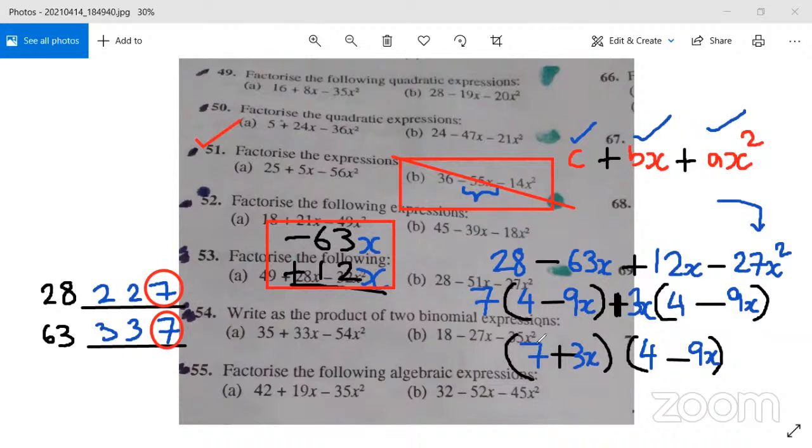Does that help us? 7 times the 4. So let's have a look at this. 7 times the 4, 28. Perfect. 7 times the minus 9, minus 63x. That's also perfect. Now let's go to 3x times positive 4, positive 12x. And then, of course, 3x times minus 9x, minus 27x squared, right? And that's that.